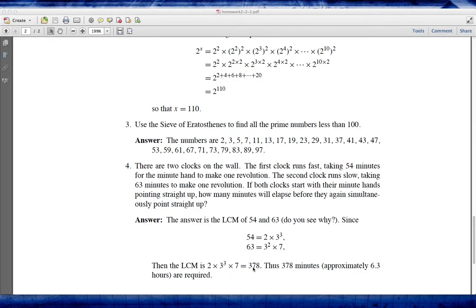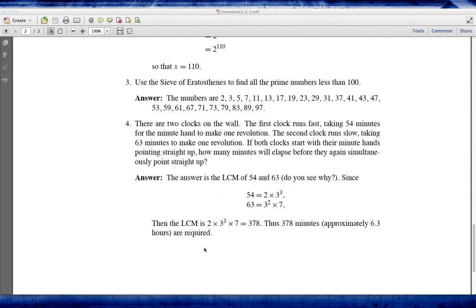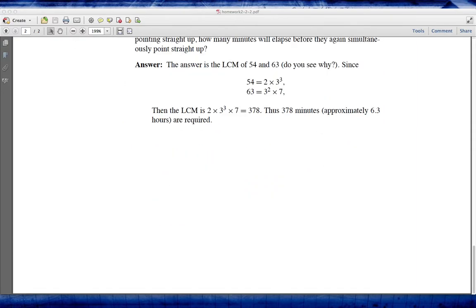So the 378 happens to be 54 times 9. Yeah, 54 times 63. Is it? No, 54 times 7. Yeah. So anyway, approximately after 6.3 hours, which is 378 minutes, is 6.3 hours approximately, both of them will have the minute hand up at the same time. Okay, so that's what it is.